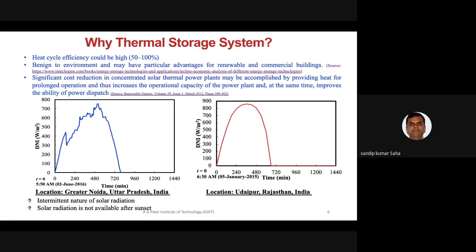Now, what kind of energy storage is available, or why thermal energy first? There are many types, like you can use chemical energy, you can use electrical energy like a battery. Then what is the advantage of thermal energy? Because here you are not converting the energy from one form to another. That's why the cycle efficiency will be very high. Even the cost, if you optimize it, of the energy produced using solar PV or solar thermal plus thermal storage will be less than any other type of storage system.